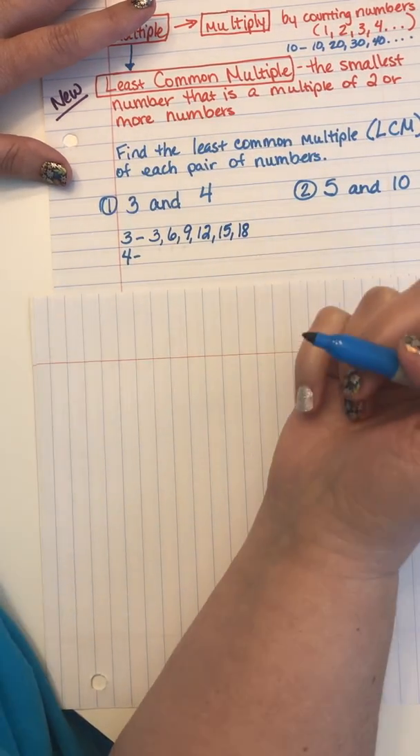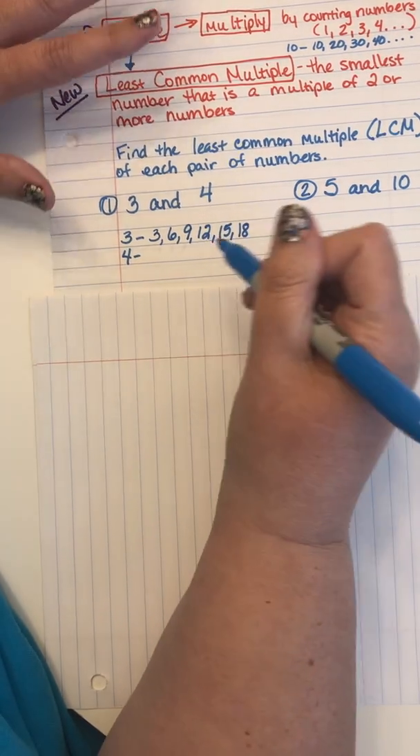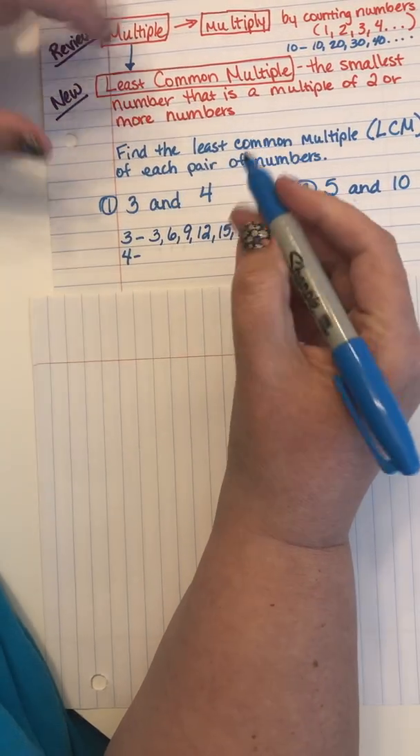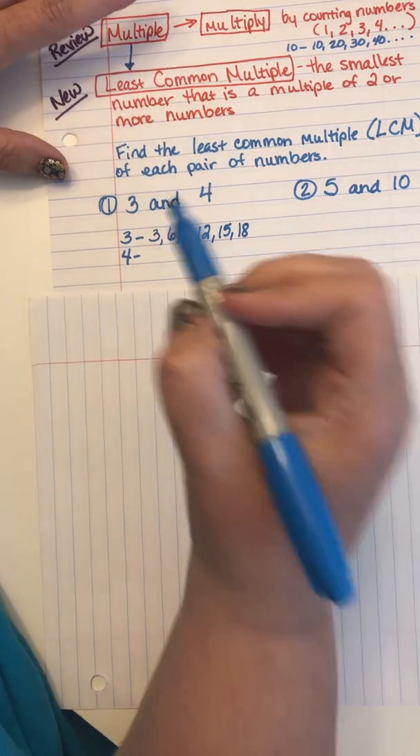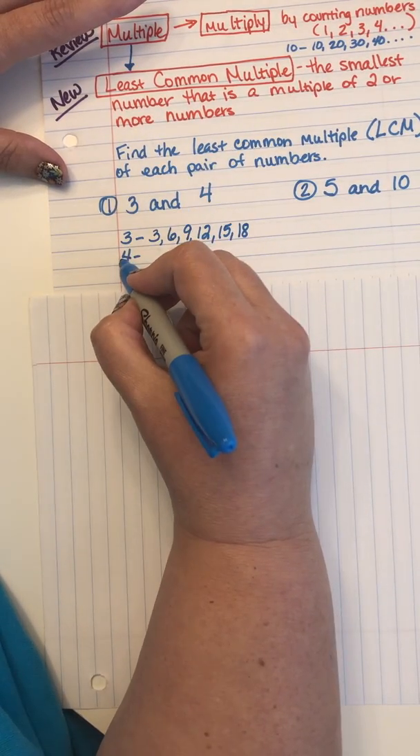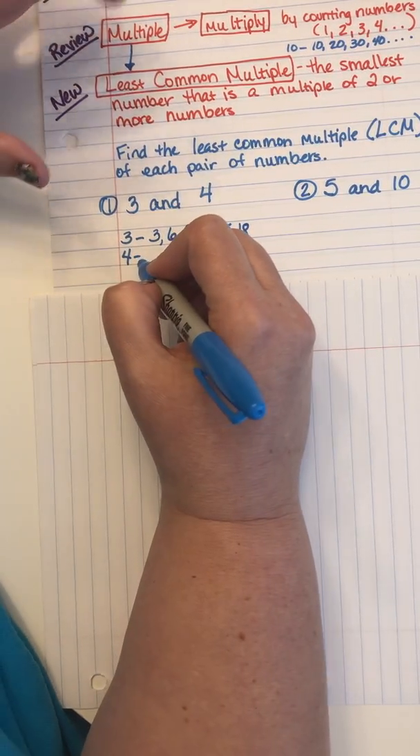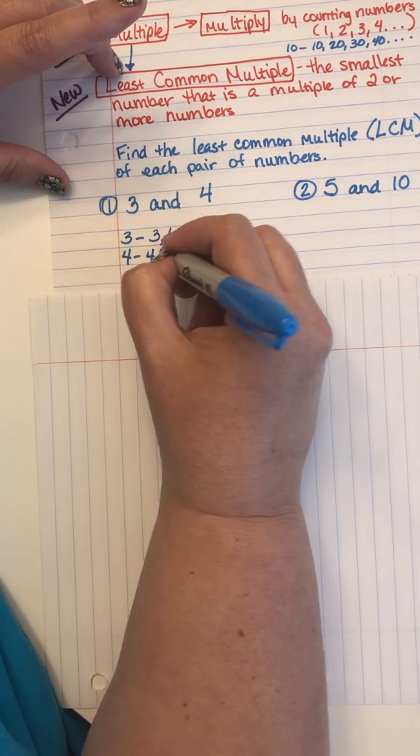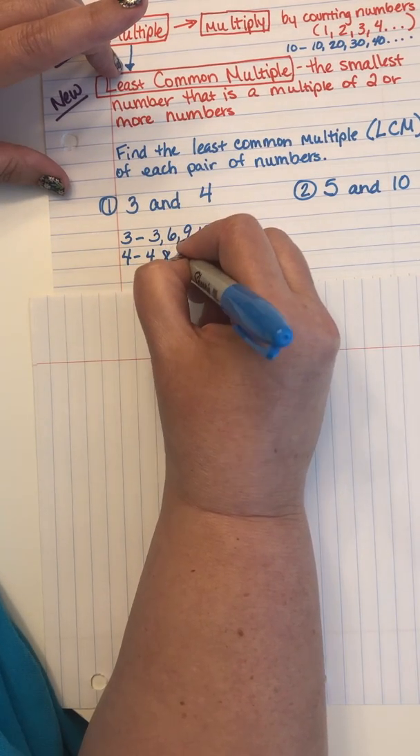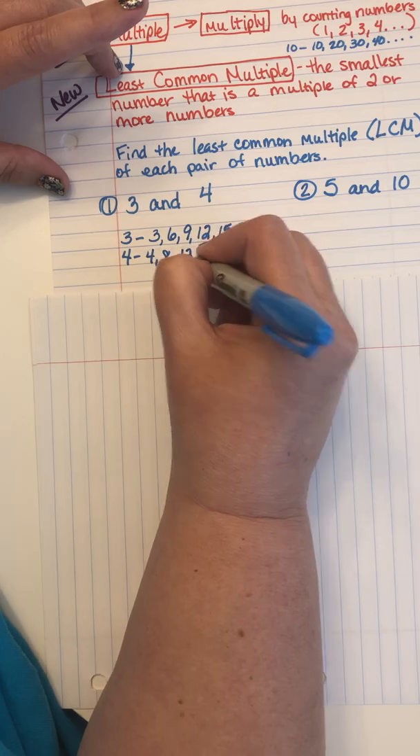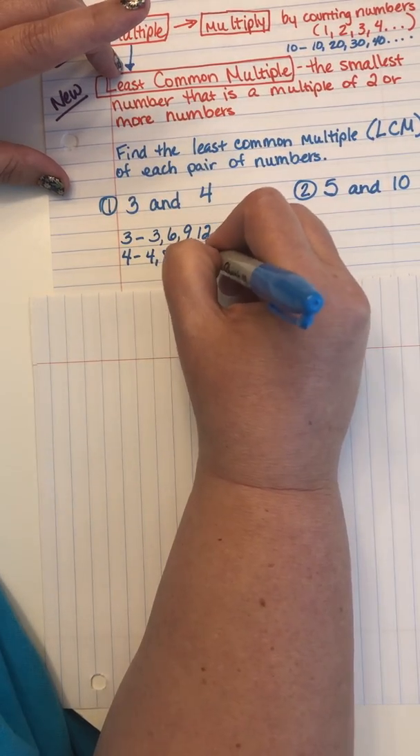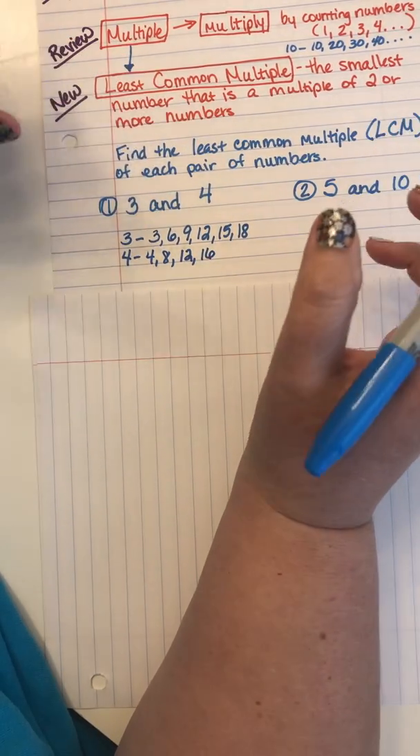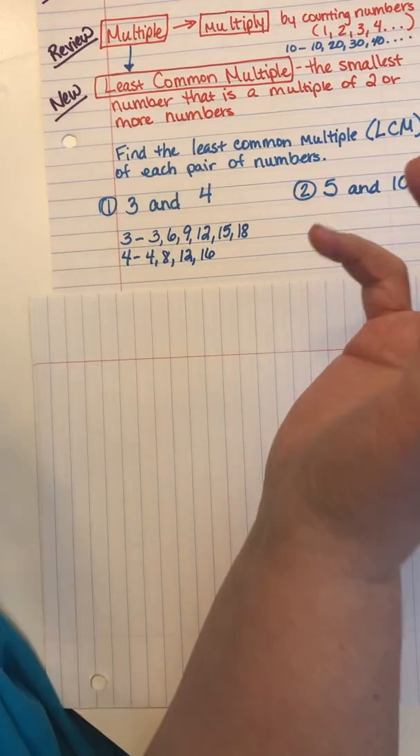At first you won't have to go very far. When you get into higher maths, you have to go a lot further. So let's start with 4. 4 times 1 is 4. 4 times 2 is 8. 4 times 3 is 12. 4 times 4 is 16. I'm just going to stop there because I already have a common multiple.